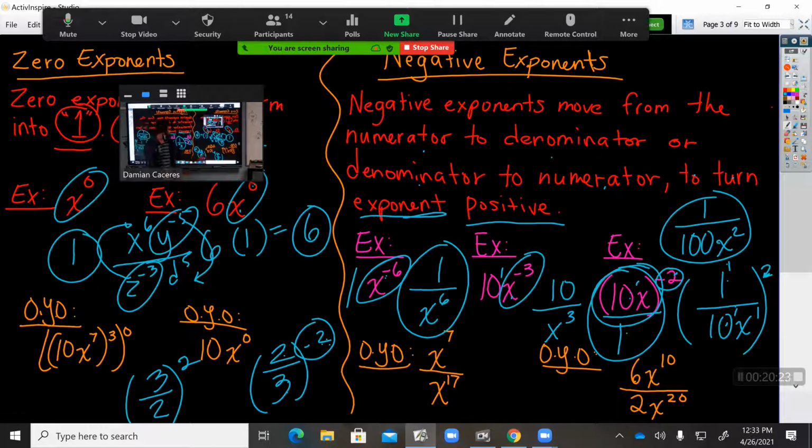Isn't that easier to do now? 3 to the second is 9. 2 to the second is 4. You with me? So it's just a little shortcut. You could always do it the long way. It doesn't bother me. Whatever way you think is easiest for you.